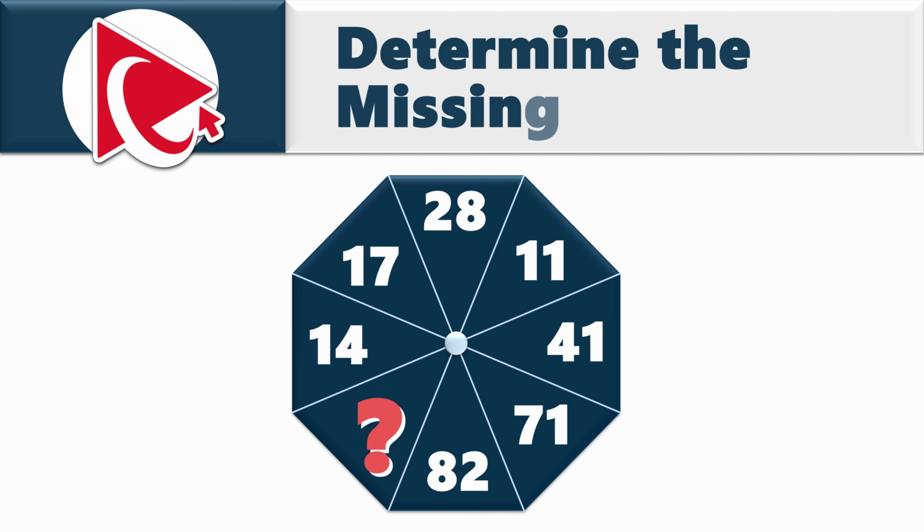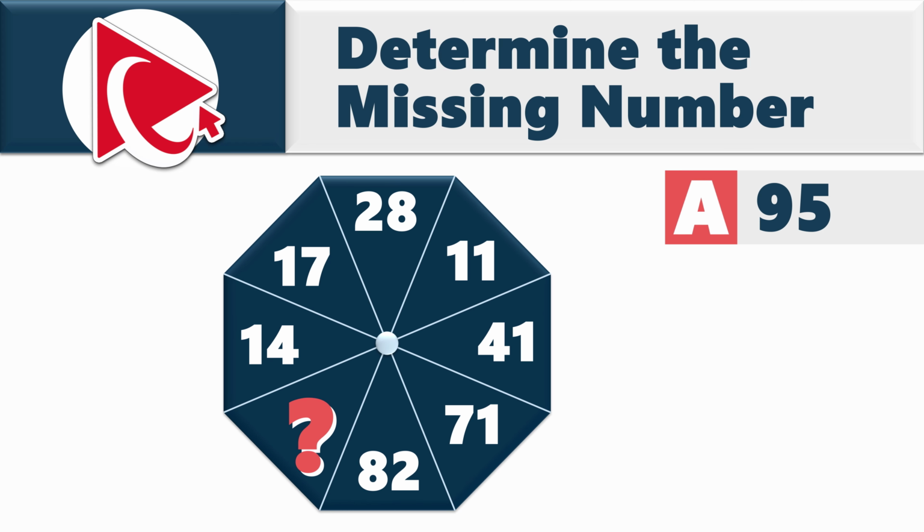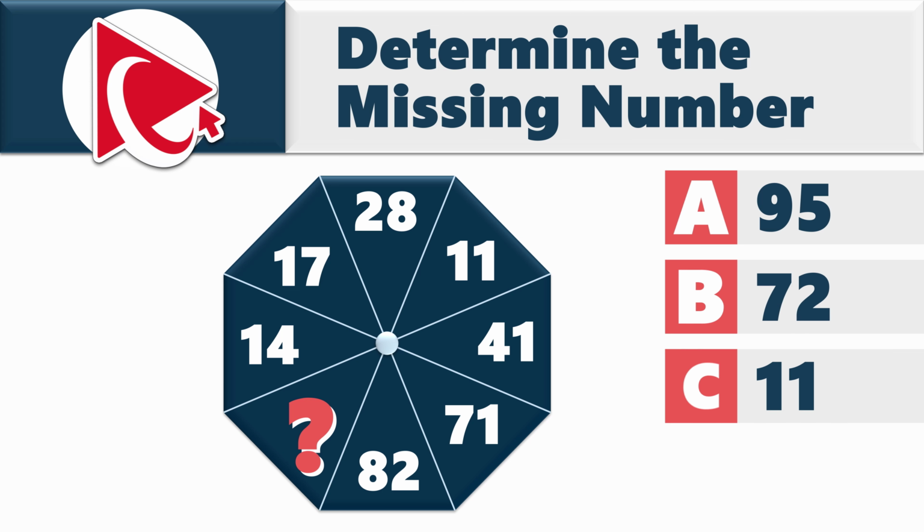You're presented with the sequence of numbers, and you need to calculate the missing number. The numbers you see are 14, 17, 28, 11, 41, 71, 82, and then comes the missing number, which you need to calculate and select out of 4 possible choices. Choice A, 95. Choice B, 72. Choice C, 11. And last but not least, choice D, 10.